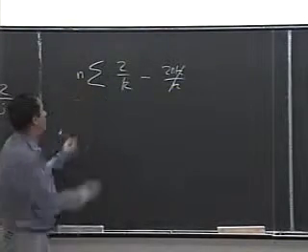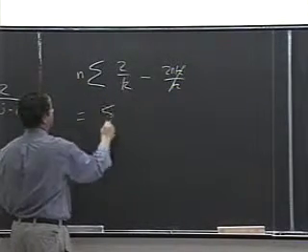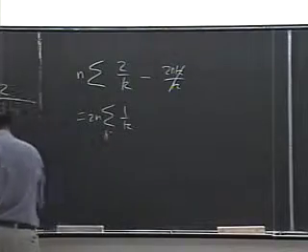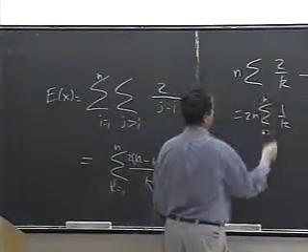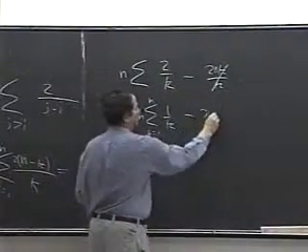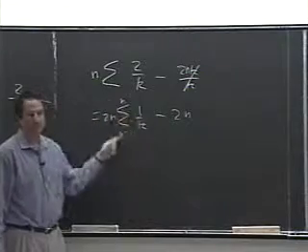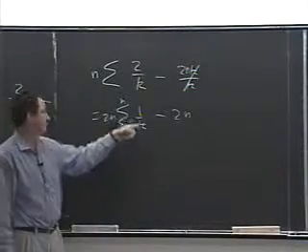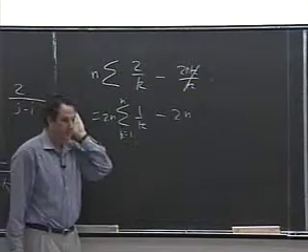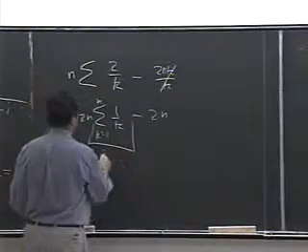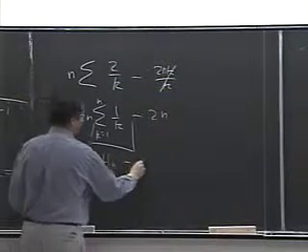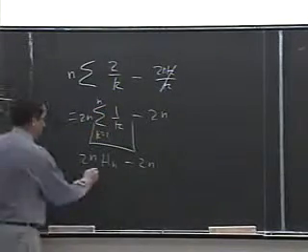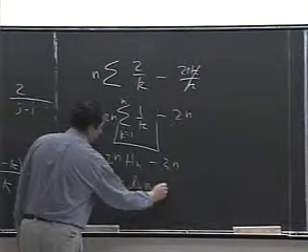And what is this sum? This sum is obviously equal to 2n times the sum of 1 over k, for k equals 1 through n. What's this sum? Nobody recognizes this sum? Yes, this is the harmonic series. This is H of n. So we have 2n H of n minus 2n. The harmonic series is about the natural log of n. So 2n natural log of n minus 2n.